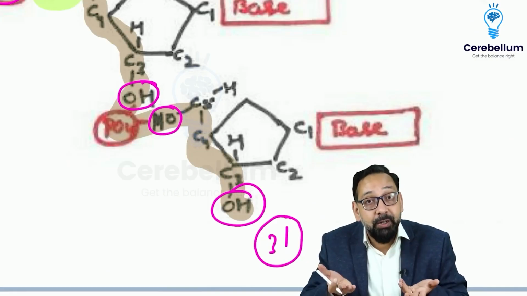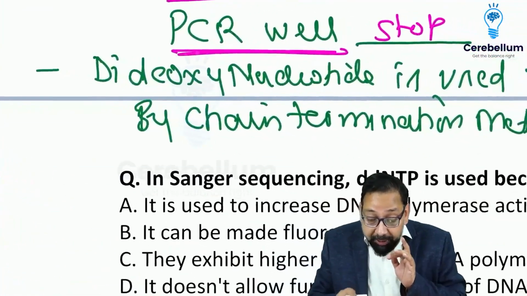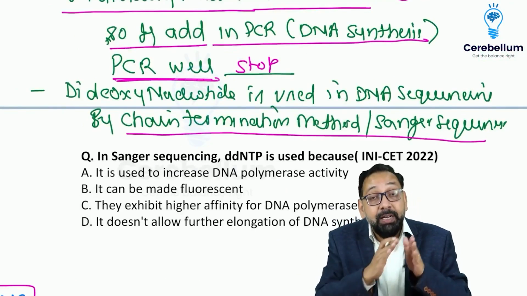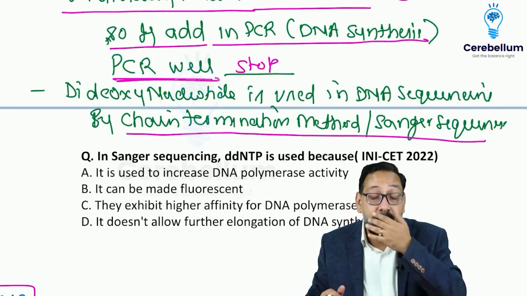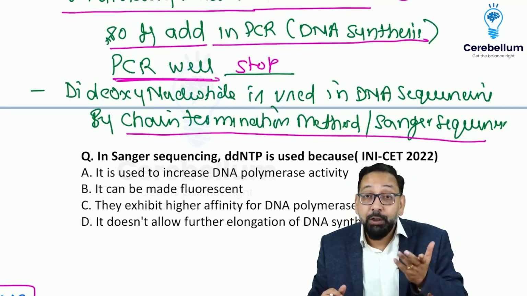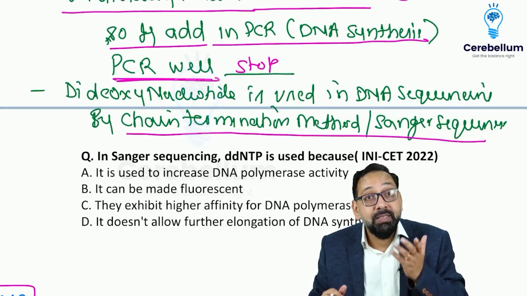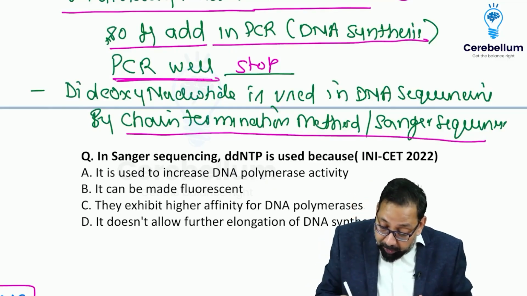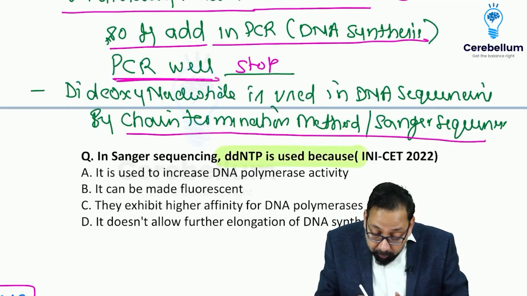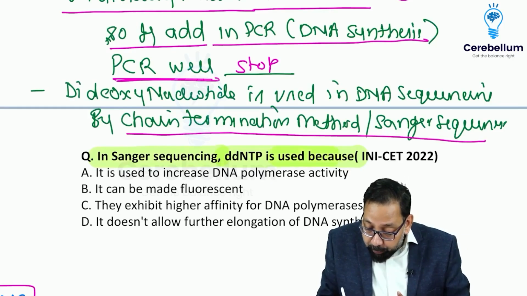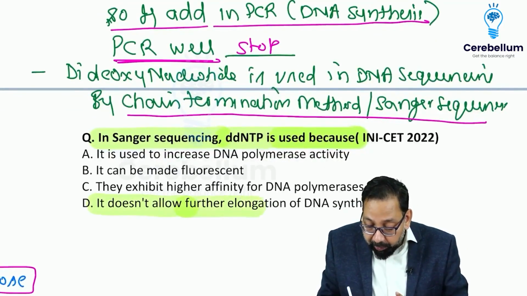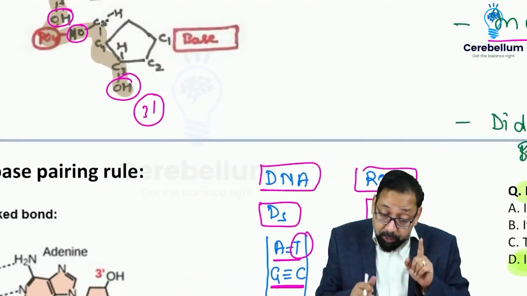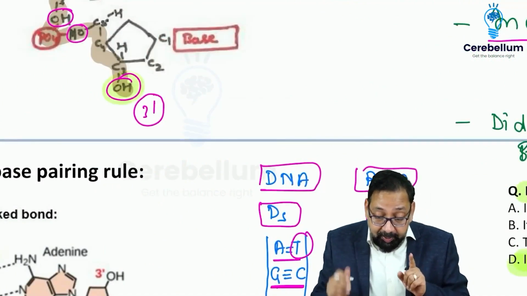So why are we using it? Because there is a technique called the chain termination method, or Sanger sequencing, which is used in determining the DNA sequence. If I give you a DNA and ask you to determine the nucleotide sequence, you can determine it by Sanger sequencing. In this technique, we use dideoxynucleotide because it does not allow further elongation of DNA synthesis. It means it inhibits DNA synthesis, because for DNA synthesis there should be OH at C3.